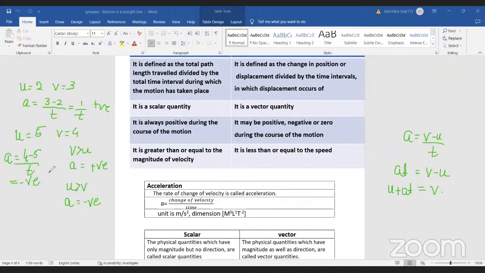So this kind of term is called as what? It is called retardation. You might have learned this in school also. We call this retardation, or it is also called as deceleration. So it is the opposite of acceleration.